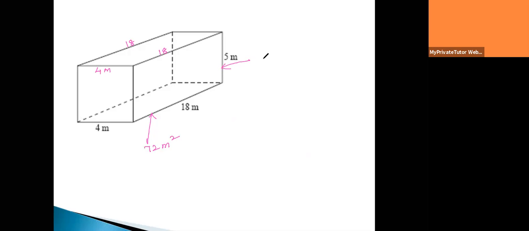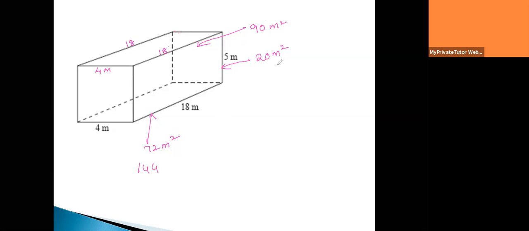The right and left one. What is that? 4 times 5, which is 20 meters square. And we are left with the front one, which is 18 times 5. What is 18 times 5? 90. So you found the area of 3 different faces. Just add them together. The bottom becomes 144, counting the 2 faces.